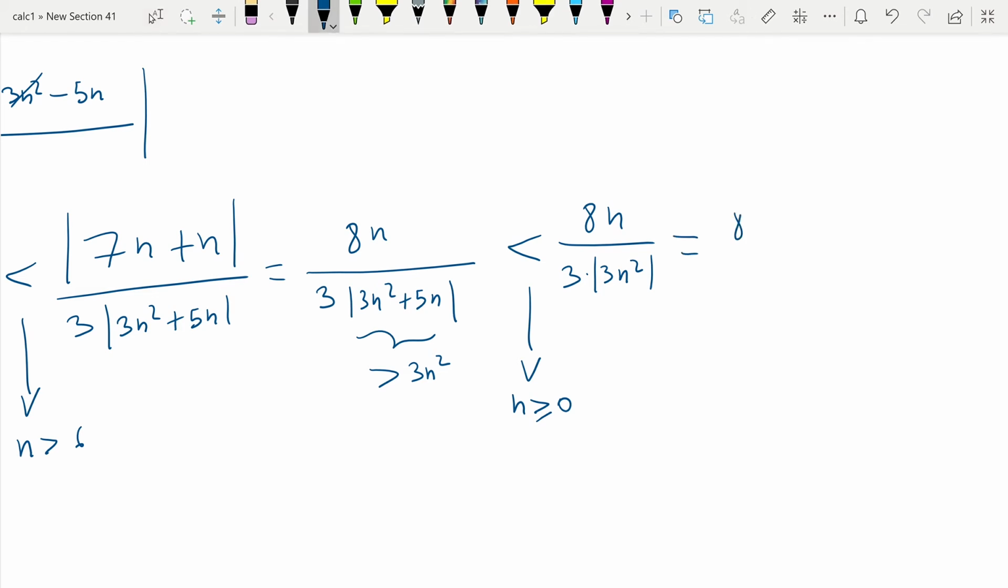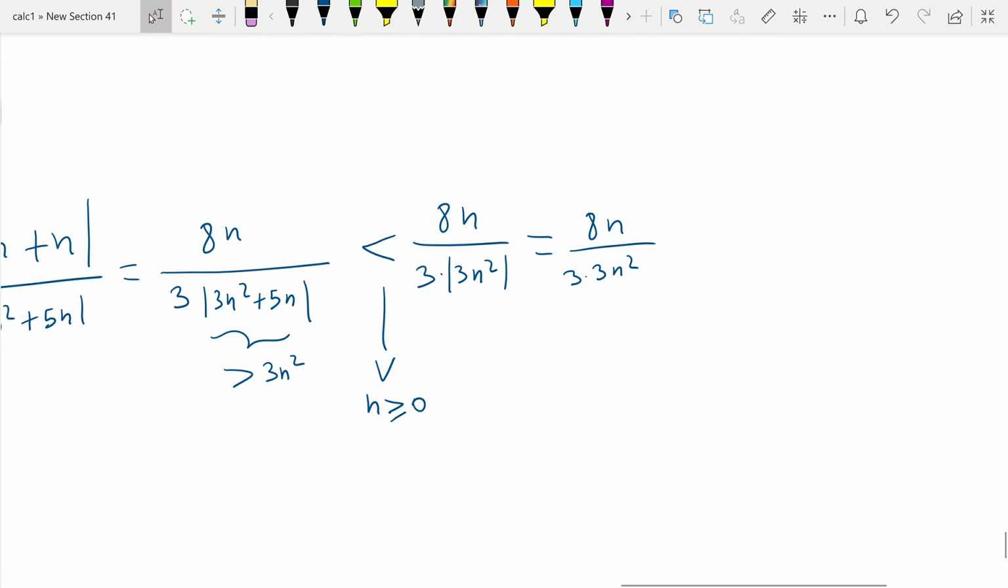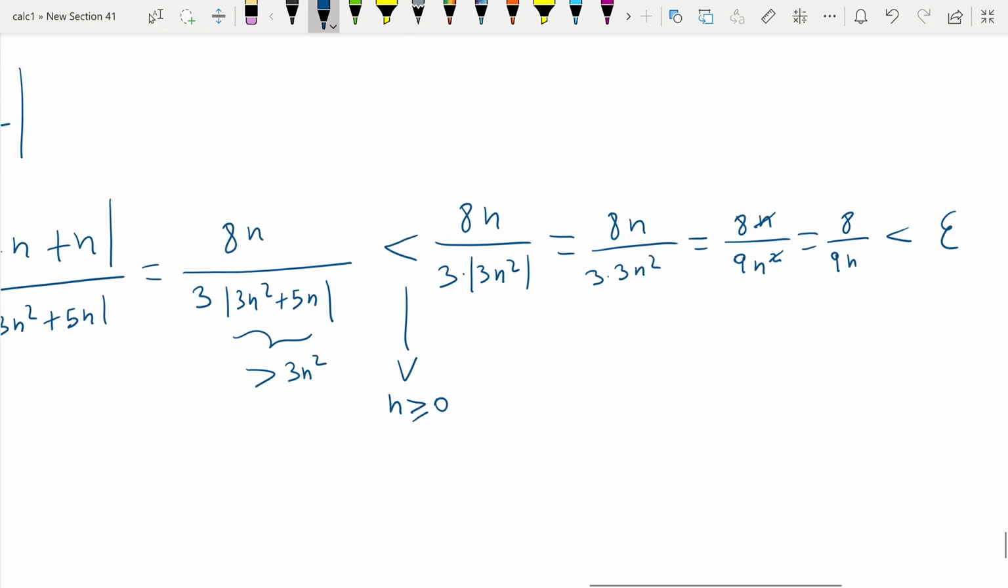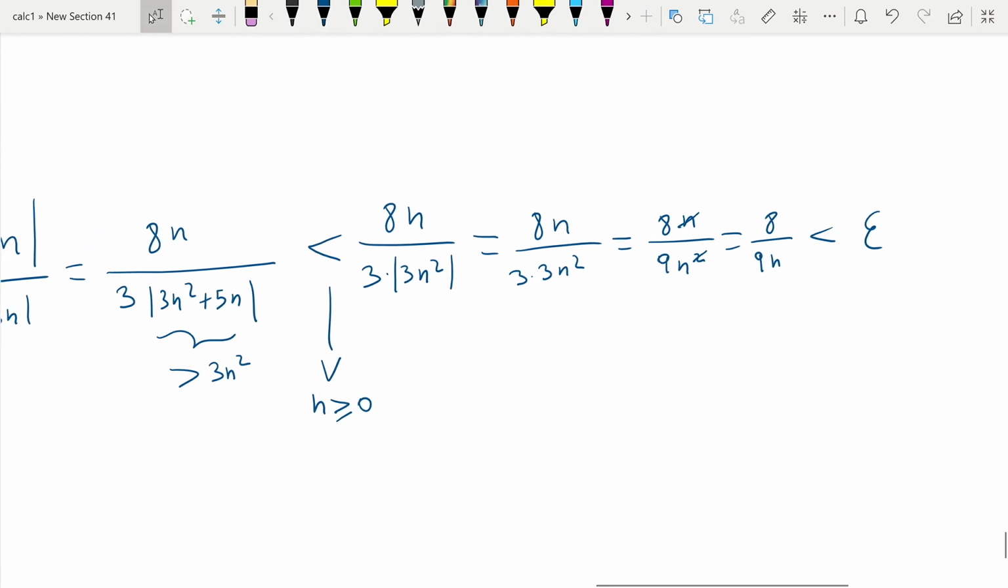Finally, what's in the denominator is equal to 3 times 3 times n squared. Everything involved is a positive number. All the terms here are positive numbers. So you get 8n over 9n squared. And you may cancel the n's here, and you get 8 over 9n. And this is the final step, this is what I was mentioning before: we want this to be less than epsilon.